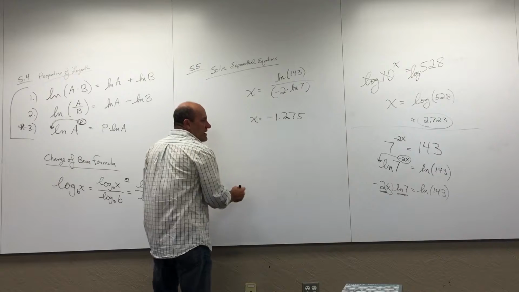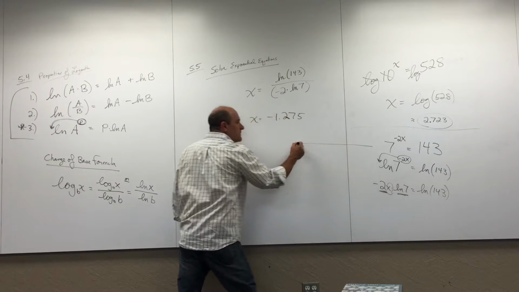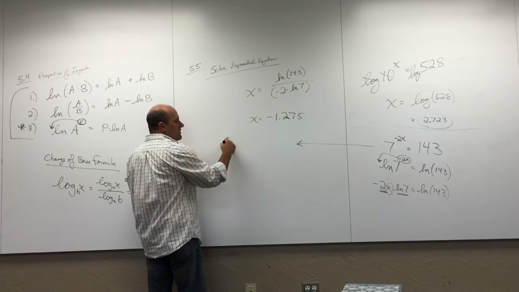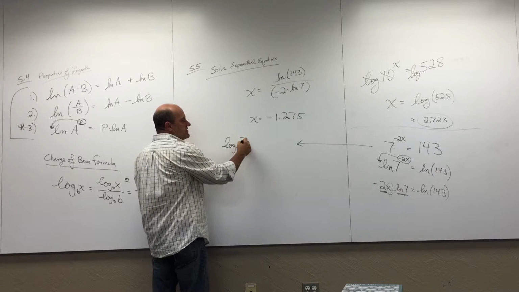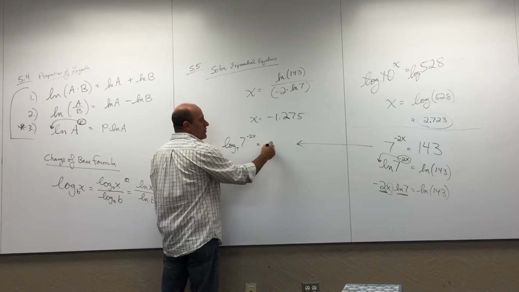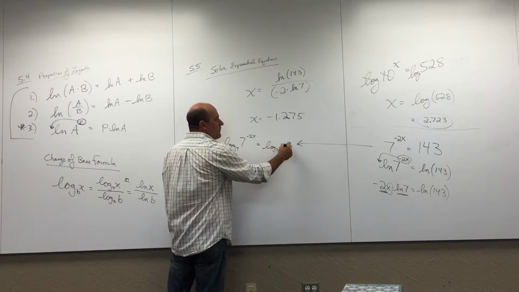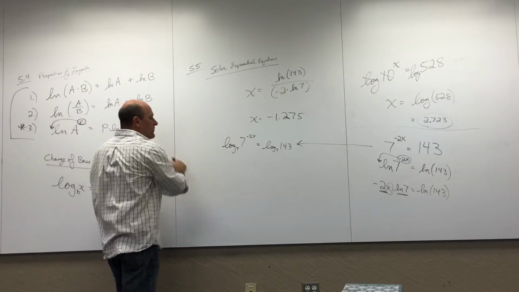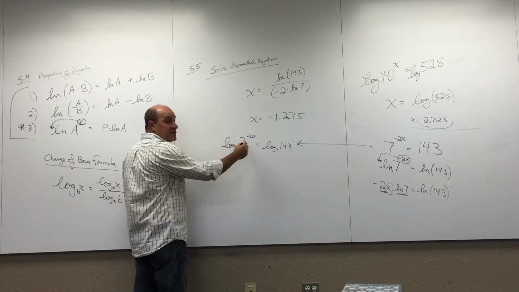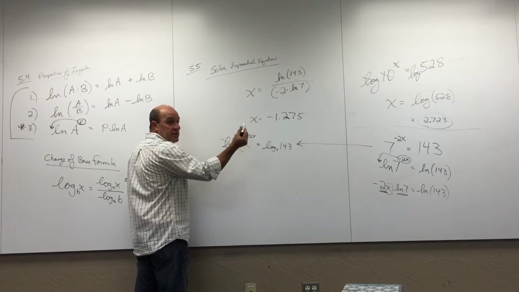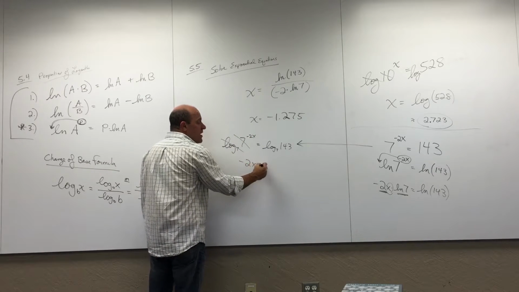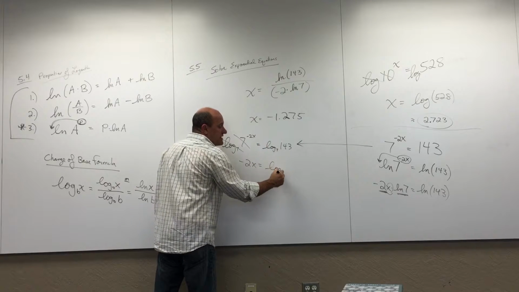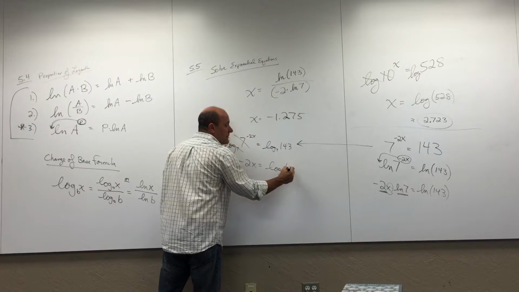You could have used log base 7. Watch this. Same problem. All right, you want me to use log base 7? Okay, I'm going to do log base 7 of 7 to the negative 2x. I'm going to do log base 7 of 143. This time I'm not thinking about property 3. Now I'm thinking that log base 7 kills the base 7. So it just kills it, and I'm left with negative 2x. But on the other side, I have this log base 7 of 143.